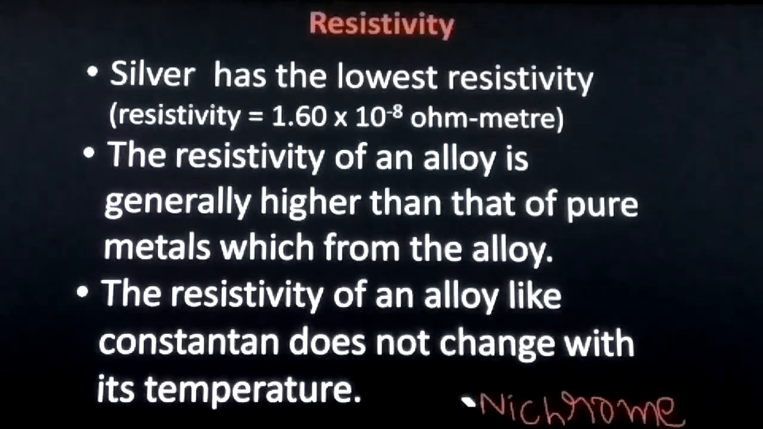Now students, you might already know the alloy nichrome from chemistry. Observe here, this alloy is a combination of nickel, chromium, iron, and manganese. This nichrome contains these metals. Okay, students, so this is an example of an alloy.